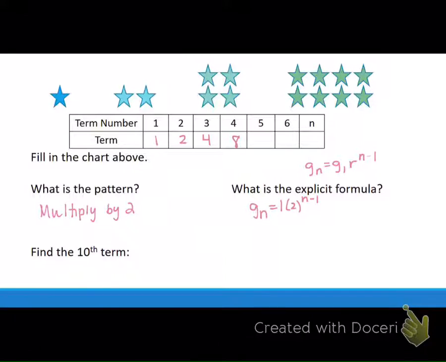So, we wrote our explicit formula before you left. The first term is 1. The common ratio is 2, and it's raised to the n minus 1. So if we're finding the 10th term, that means n is 10. So we substitute in 10, which means we're raising it to an exponent of... Okay, so go ahead and substitute that into your calculators and see what you get out.